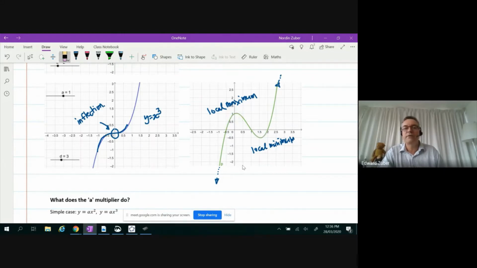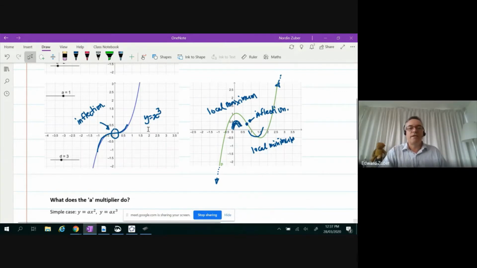I'll erase some of this so we can see it. Can you see where the inflection point is? It's somewhere here. It's the place where we change from this shape to this shape. Later in the course, we'll be spending a lot of time looking at these changes. So that is an inflection point.